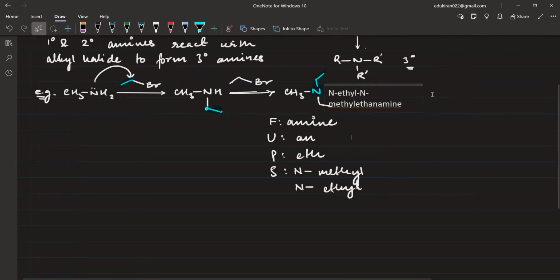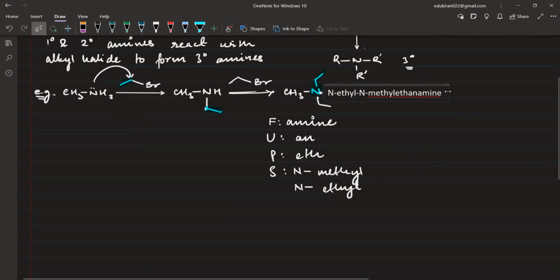Okay, please write this down. And this one, it will have N-methyl because that is the only substituent. Then you will have ethane amine.